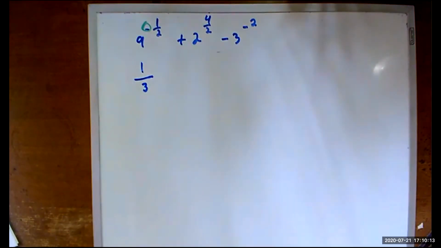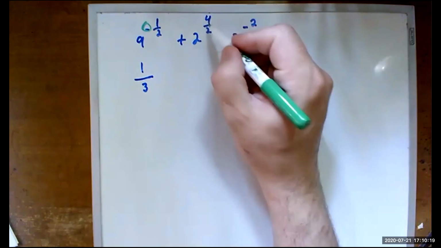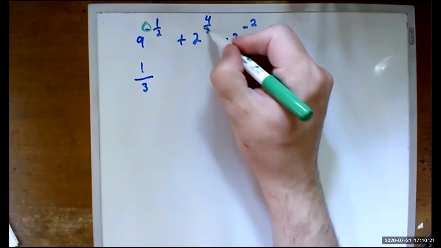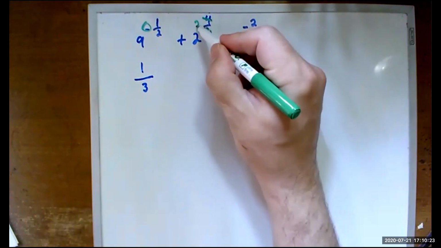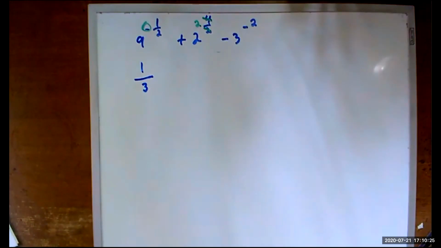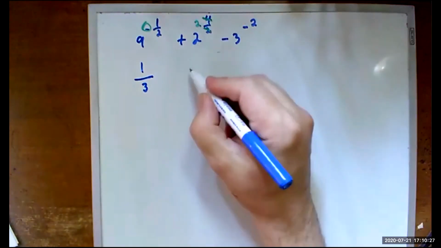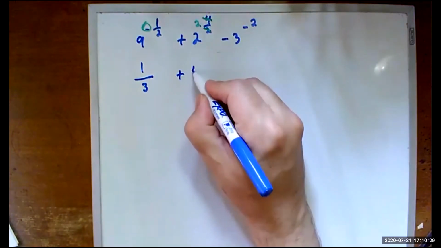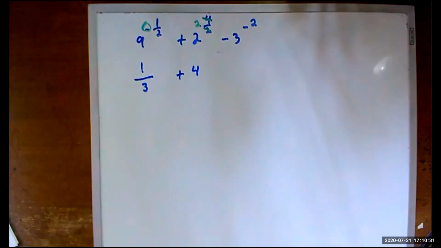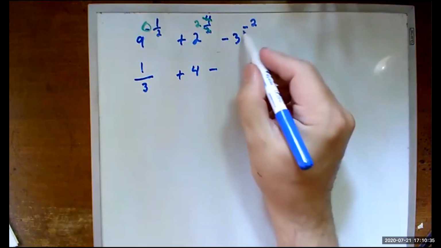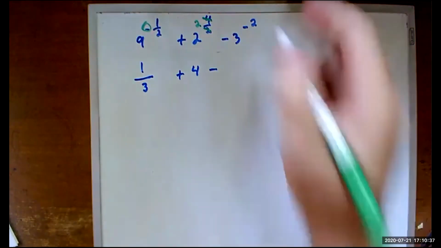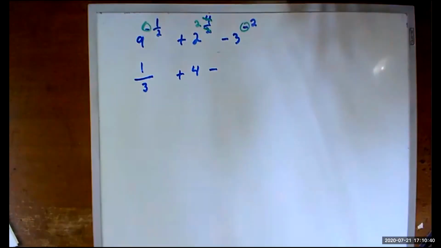Because of the negative, the first thing I'm going to do is 1 over, and then I will take the square root of 9. And there's my 3. The next thing we want to do is we come over here. We have 2 to the power of 4 over 2. Well, 2 goes into 4 nicely, so this can actually just reduce down to 2. So 2 squared is 4.